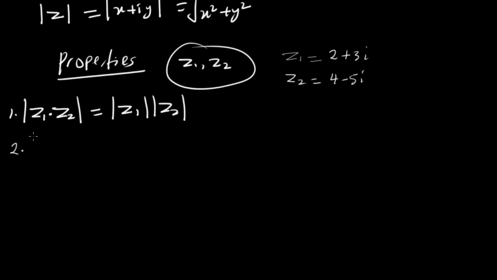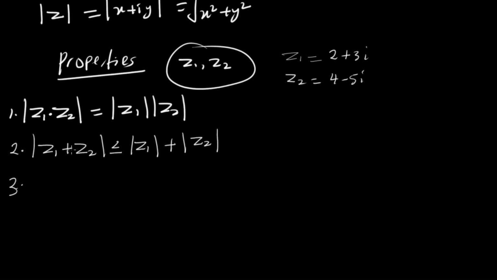The second one is having addition in between the two. If you have z1 plus z2, here we don't have equal to, but we have it's going to be less than or equal to the modulus of z1 plus the modulus of z2. Take note of this. If you have z1 plus z2 and find the modulus of the two of them, it's going to be less than or equal to the modulus of z1 added to the modulus of z2. So this is the second property of the modulus of a complex number.